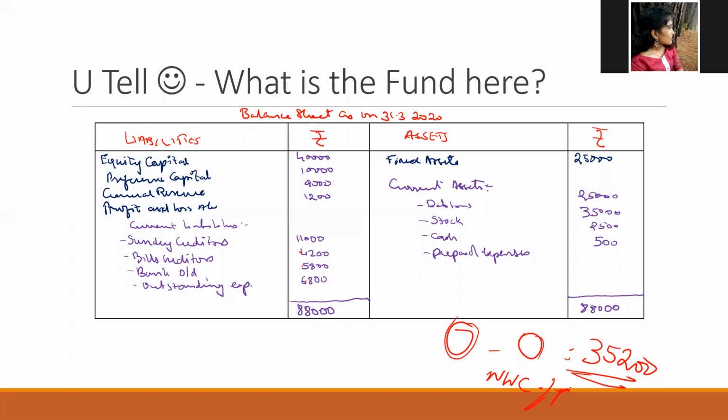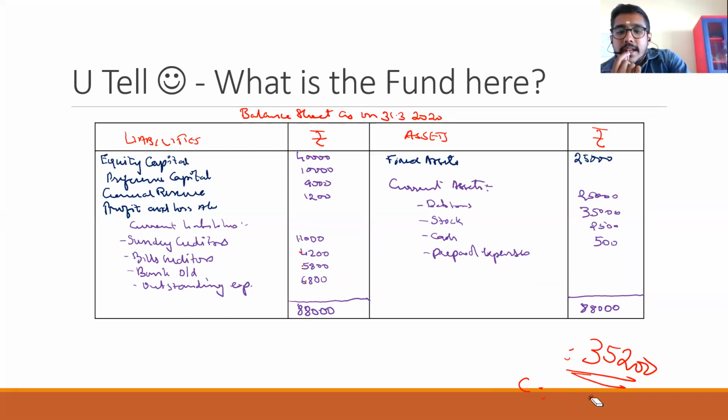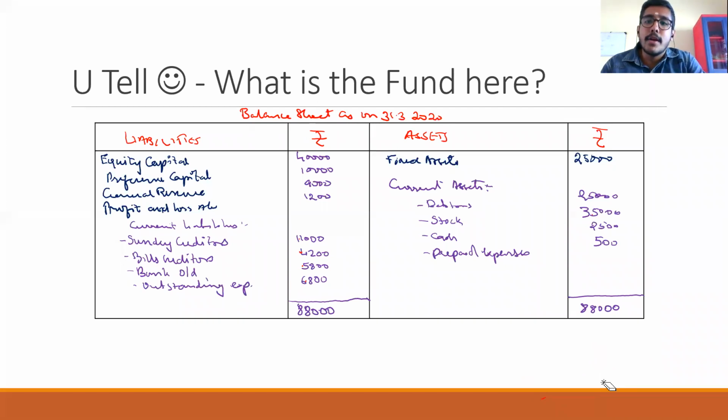Fund. Okay. And why didn't we take equity capital or preference capital, general reserve, all these things? Because they are not current liabilities or current assets. They are non-current assets and non-current liabilities. That is why we omitted them. You are clear with this? Yes, sir. Now, before doing the fund flow statement, you have to know various items. You have to distinguish between current assets, current liabilities, non-current assets, and non-current liabilities.